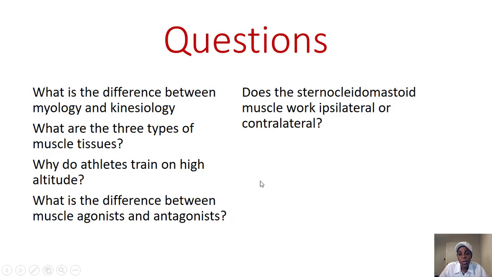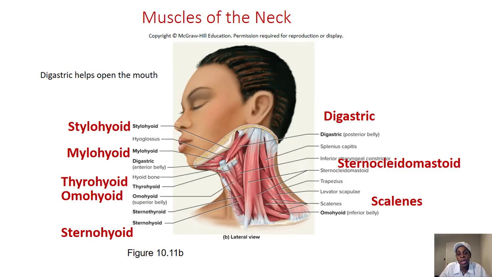So in this video, the questions we're going to be answering will be the difference between myology and kinesiology, the three types of muscle, why do athletes train on high altitude, the difference between agonist and antagonist, and the sternocleidomastoid muscle working on ipsilateral or contralateral.